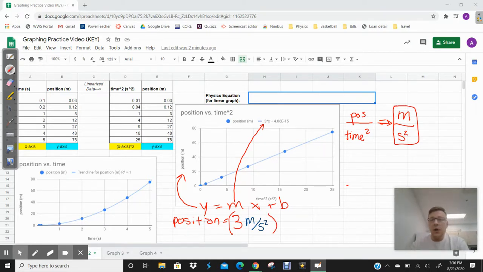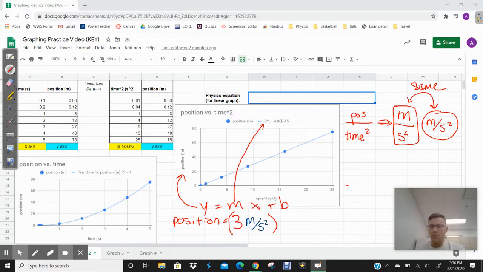All right, now I also want you to know that this, so meters over second squared, the way I wrote it there, and this right here, these two are the same. Okay, that's the same. It does not matter how you write that. Now, going back here, the next step, since we've done the position for y, we did 3 meters per second squared for the slope.